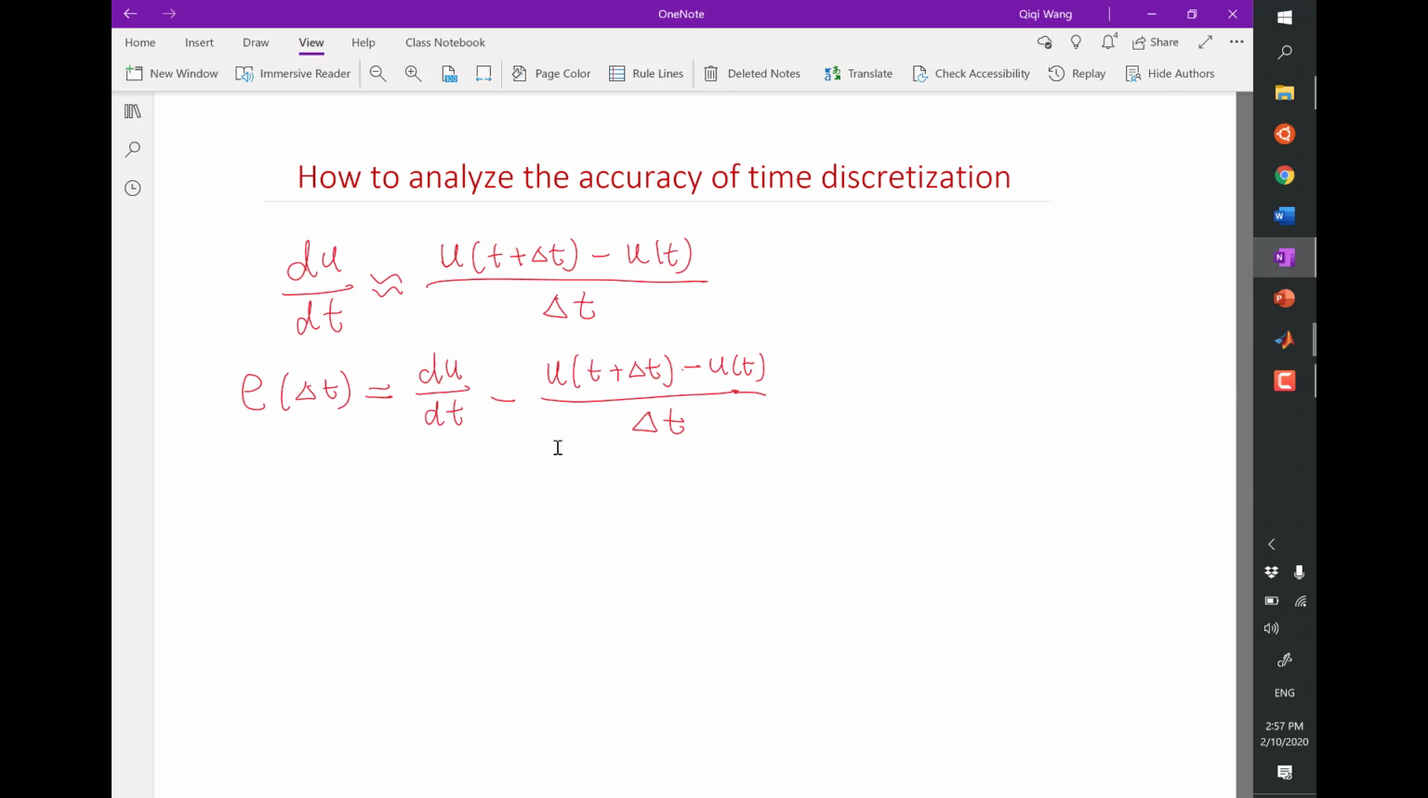Does anybody have any idea of how we proceed? How do we figure out the behavior of this as delta t goes to 0? As delta t goes to 0, that should converge to 0, because the term on the right will approach the actual definition of the derivative. Yeah, the right-hand side is going to approach the actual definition of the derivative, but how fast does it approach?